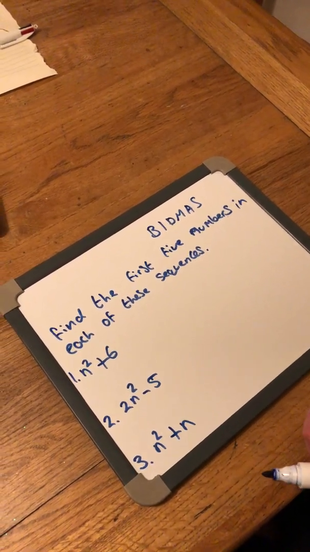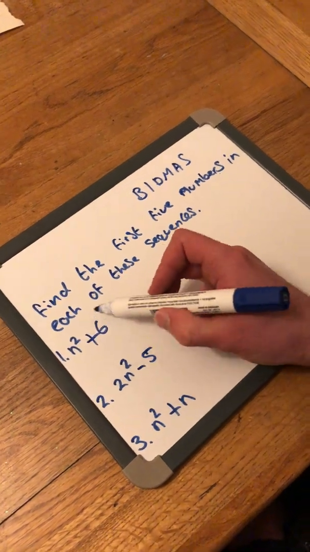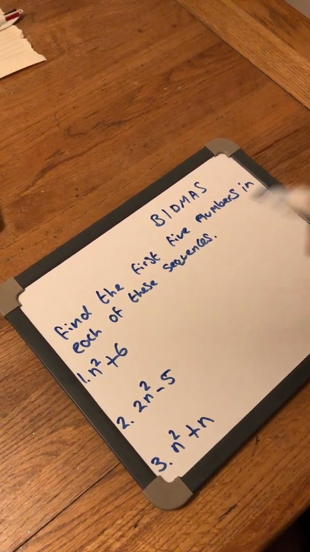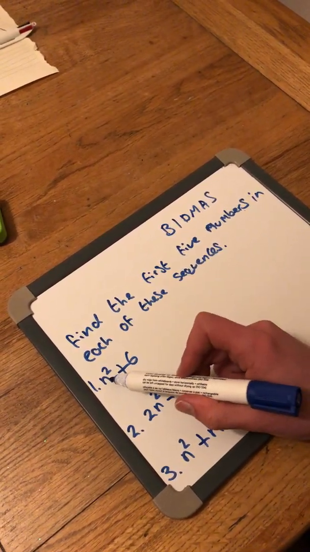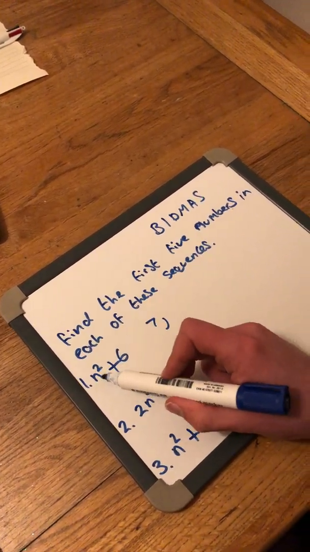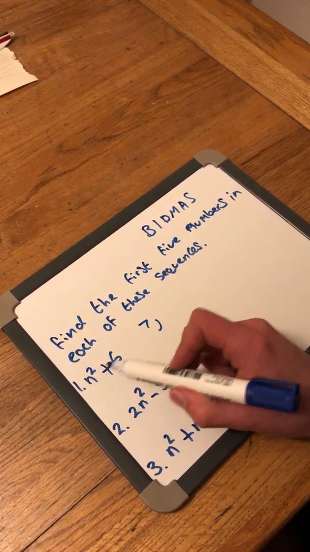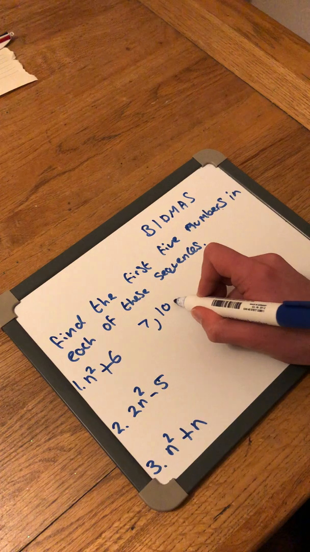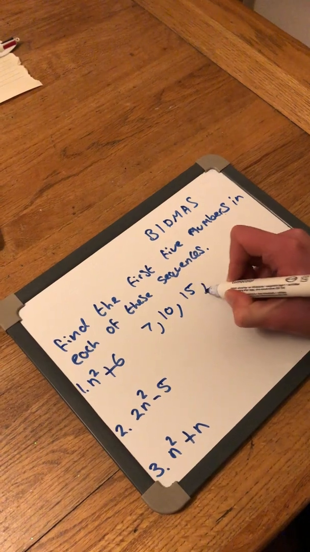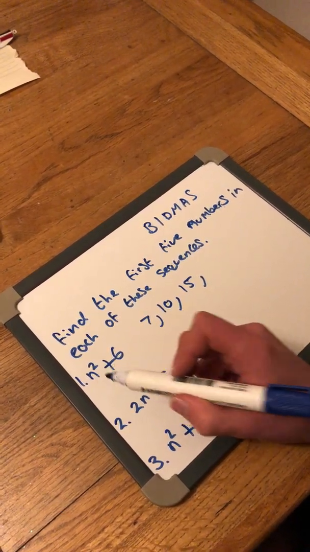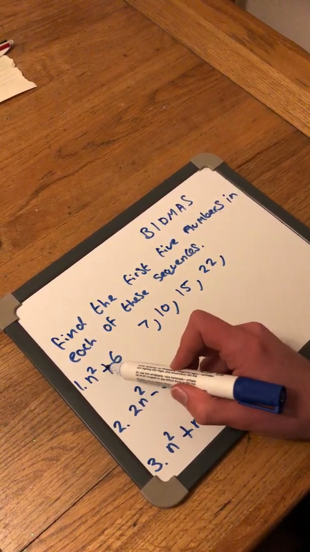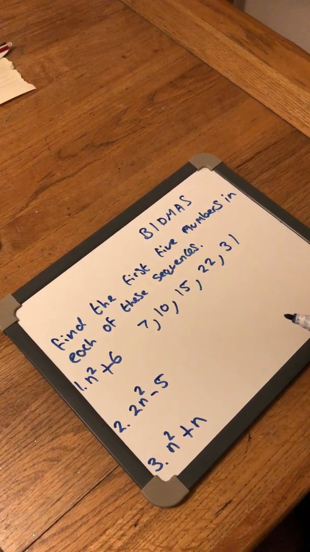Okay, so I'm hoping you should have the answer by now. So let's answer the first one. We've got n squared plus 6, and we want to find the first 5 numbers in this sequence. If we start off with the first one, when n is 1, 1 squared is 1 plus 6, 7. For our second number, n is going to be 2. So 2 squared is 4, add 6, 10. 3 squared plus 6, 15. 4 squared plus 6, 22. And then for our last one, 5 squared plus 6, 31.